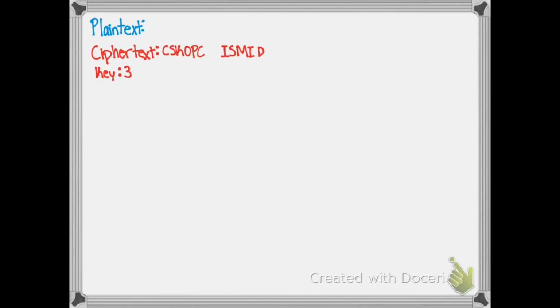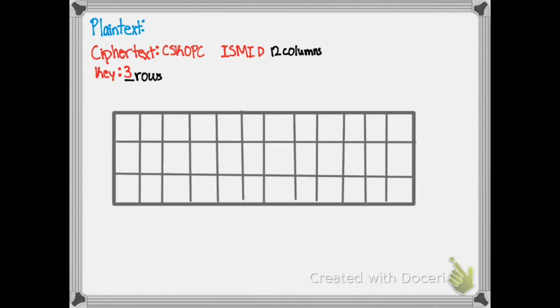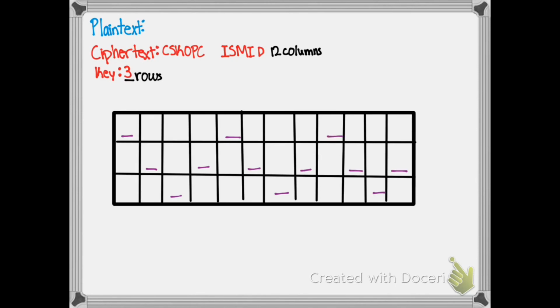Now that you have had some time to solve the problem, let's start. So the key tells us that there will be 3 rows in our table, and the ciphertext tells us that there will be 12 columns. Make sure you do not forget about the spaces. Now that we have a table with 3 rows and 12 columns, it's time to start putting in our letters. Remember to always draw spaces in a diagonal pattern where your letters have to go.